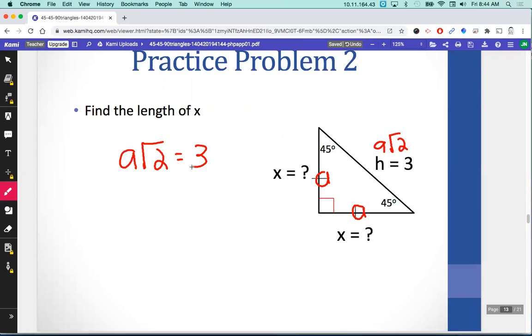So I need to solve for a, so I'm going to divide both sides by radical 2. A equals 3 over radical 2. Now, we talked yesterday, we don't like it when the radical's in the denominator, so we have to rationalize it. The way you rationalize a fraction with that in the denominator, you multiply top and bottom by the same radical that's in the denominator.